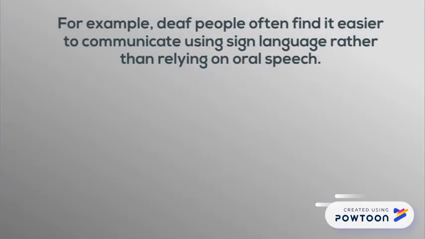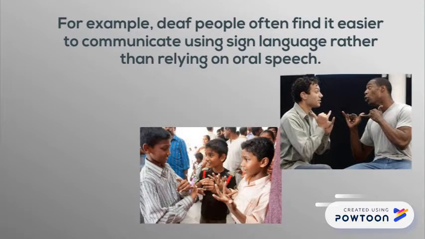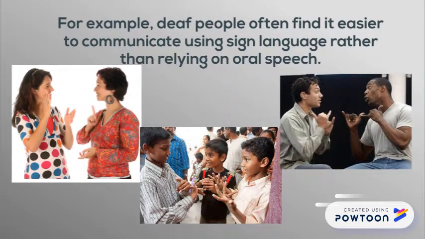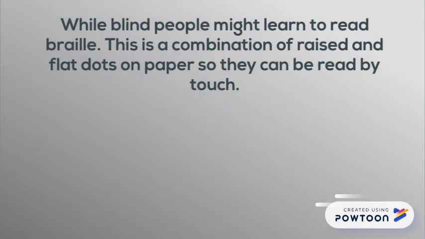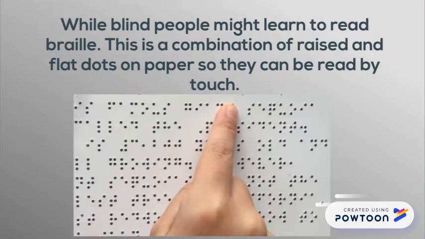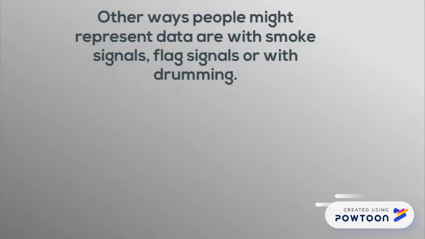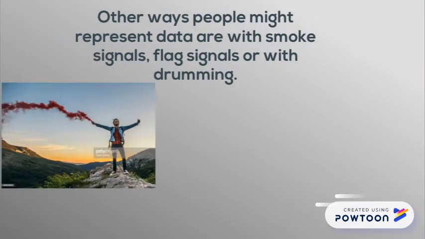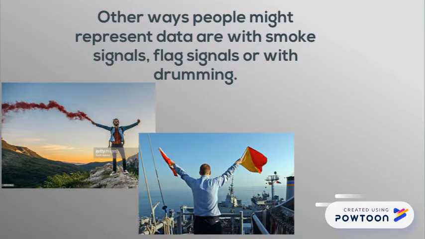For example, deaf people often find it easier to communicate using sign language rather than relying on oral speech, while blind people might learn to read Braille. This is a combination of raised and flat dots on paper, so they can read by touch. Other ways people might represent data are with smoke signals, flag signals, or drumming.